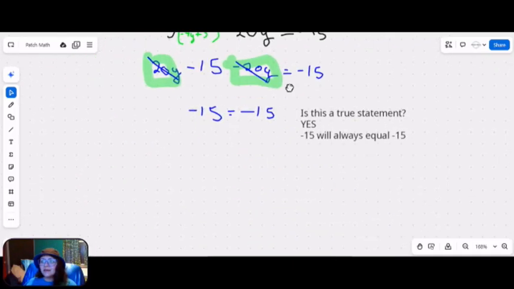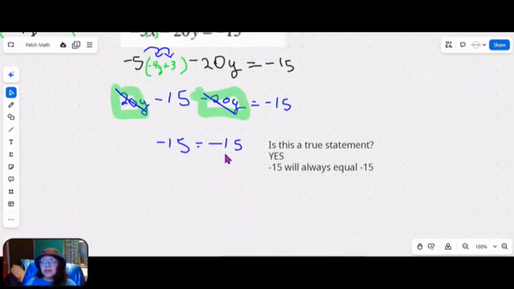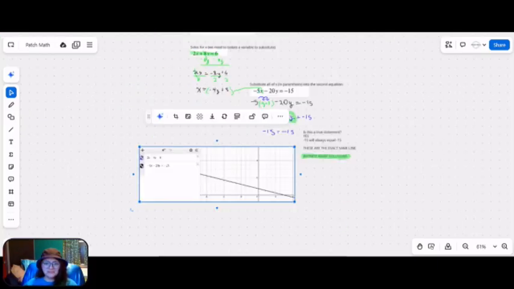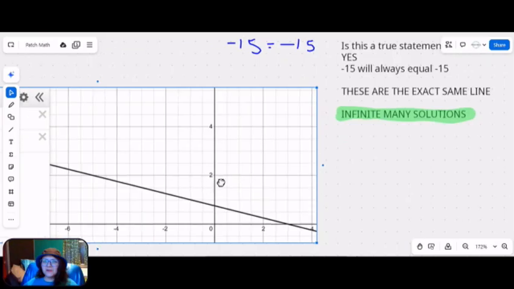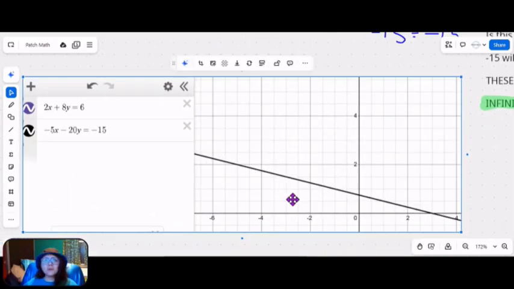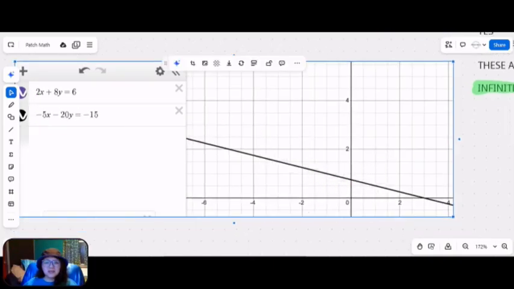In this scenario, these are the same. It is a true statement. So these are the exact same line, and when we have the exact same line, it is infinitely many solutions. If you'll notice here on the graph, there is only one line. If I were to toggle that purple line on and off, the black line on and off, you would see that they are the exact same line on Desmos.